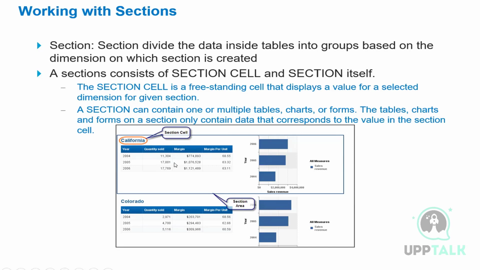So here we have one table and one chart. They only contain the data for the section cell value. Here California is there, right? So it is only representing the data for California. The section below is representing the data for Colorado. So we can segregate the data based on a particular dimension by creating a section like this.